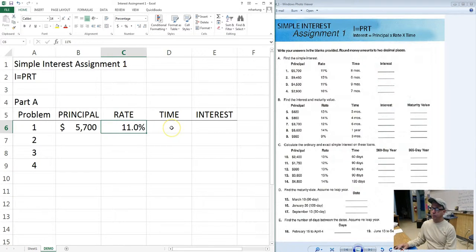Now, next is time. And notice on the problem, it's 8 months. And you will recall that I told you with this formula, I equals PRT, time has to be in terms of a year. So what you must do is ask yourself, how many years is 8 months? You cannot do this. If you do that, applying this formula will calculate it as 8 years, which is clearly a lot more than 8 months. So what we have to do is we have to ask ourselves, how many years is 8 months? I'll give you a minute to think about that.